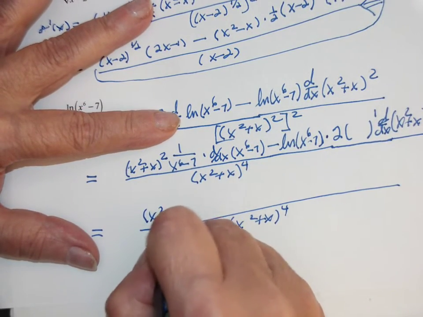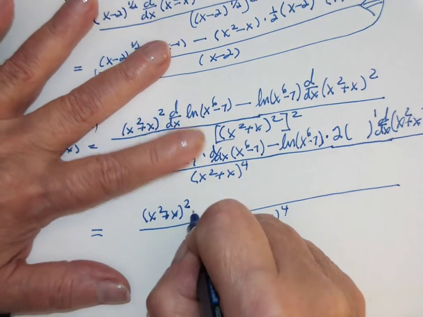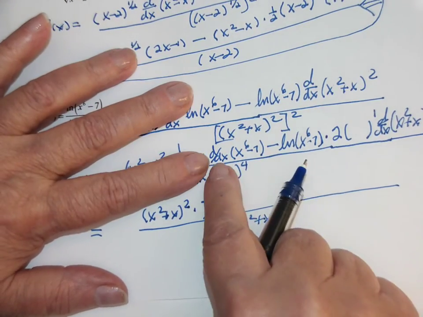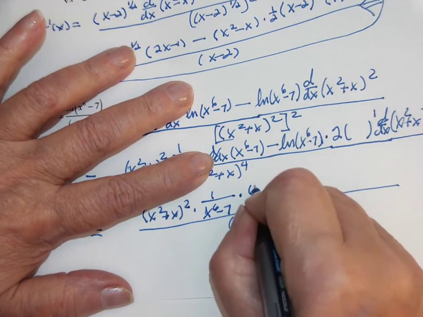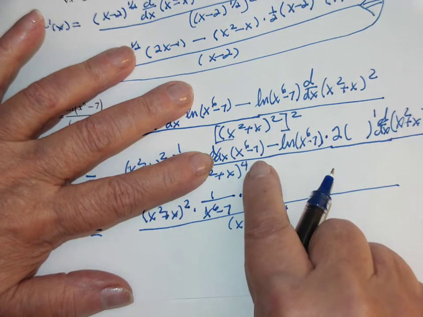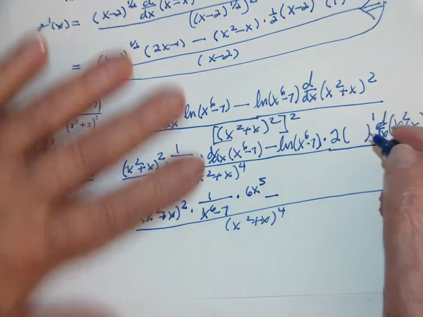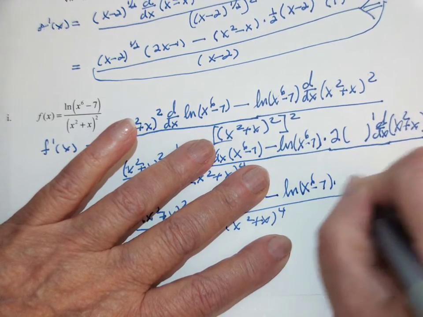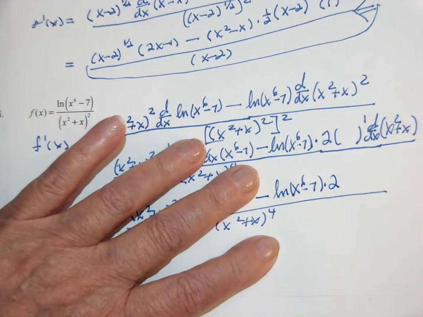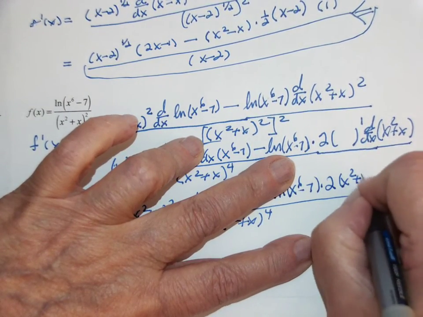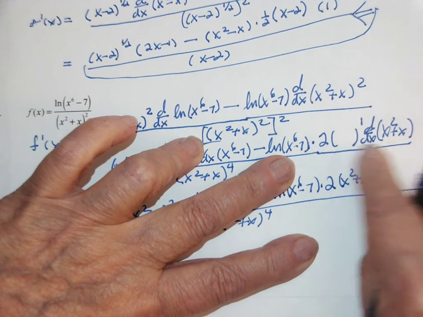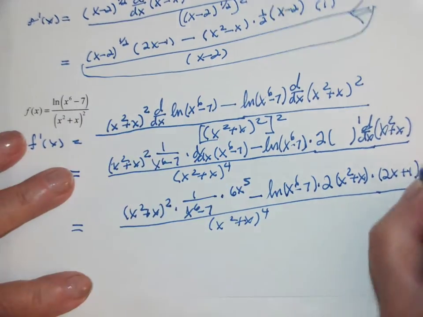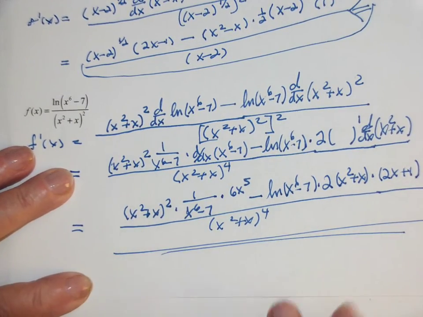So this is x squared plus x squared times 1 over x to the 6th minus 7 times, what's the derivative of x to the 6th minus 7? 6x to the 5th, and the derivative of minus 7 is just 0. The natural log of x to the 6th minus 7 times 2. What's the blob? Well, it's x squared plus x times, now I got the dx, derivative is 2x plus 1. And then that's the answer to that guy.